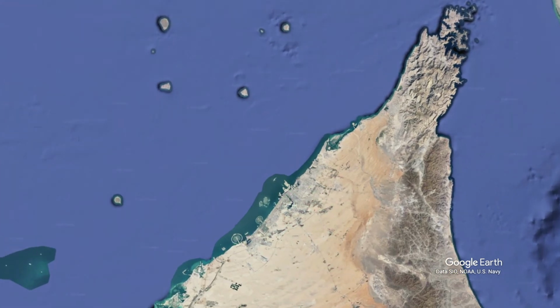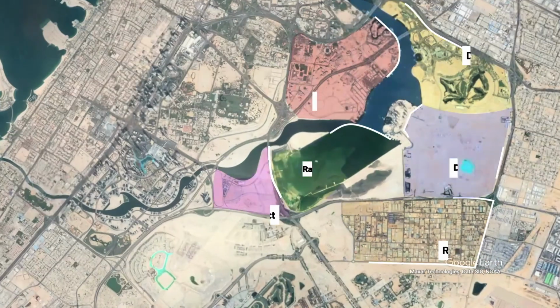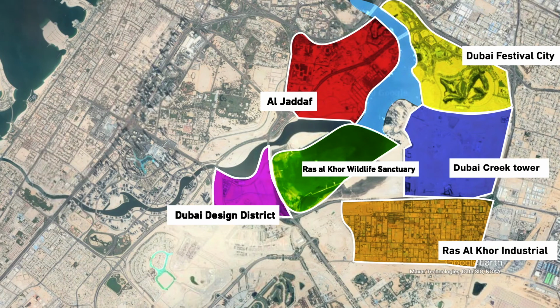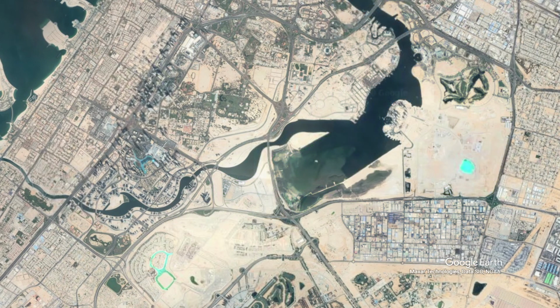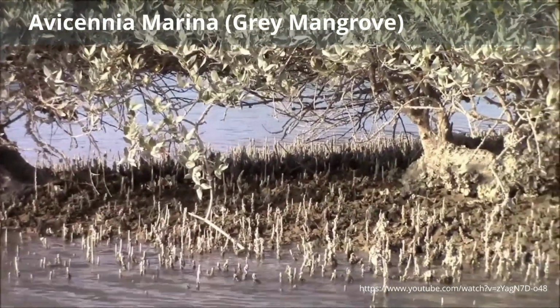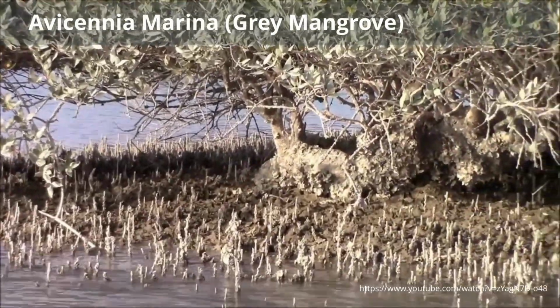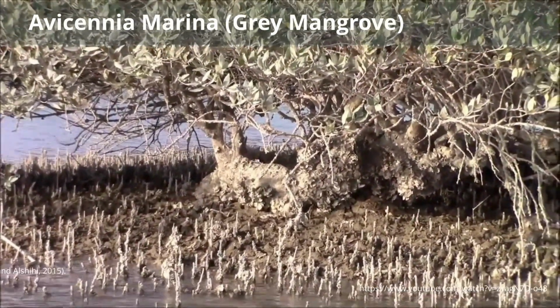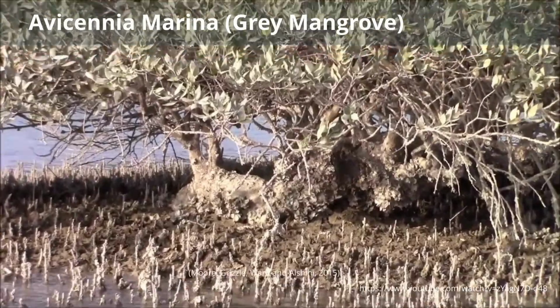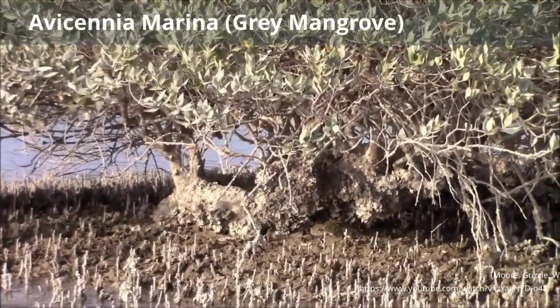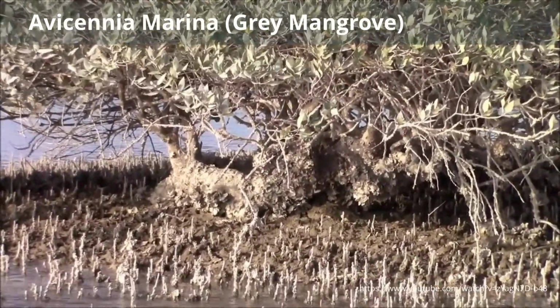For Dubai, the research will look into the only mangrove site, the Ras Al Khor Wildlife Sanctuary, situated in the center of the urban area and surrounded by several developments too. The mangroves of the UAE are comprised mainly of the extremely salt-tolerant grey mangroves called Avicennia marina, characterized by roots that curl up above soil to breathe.